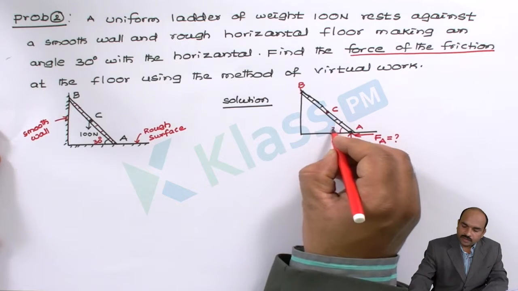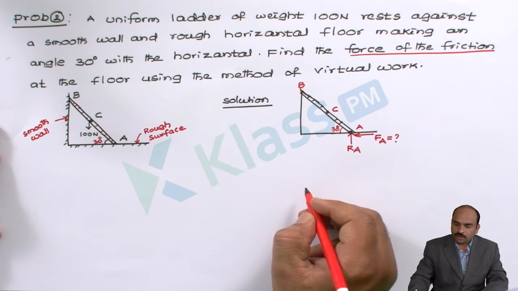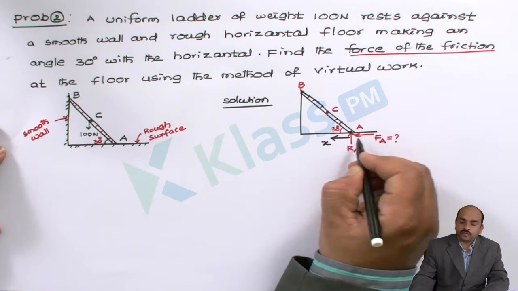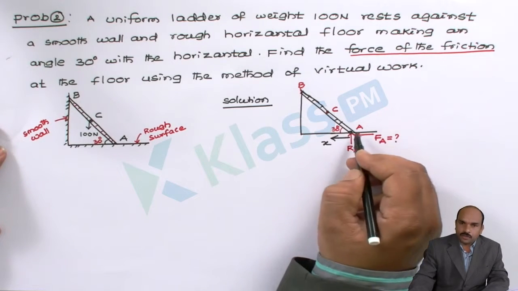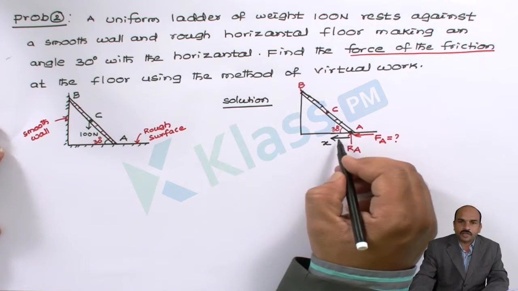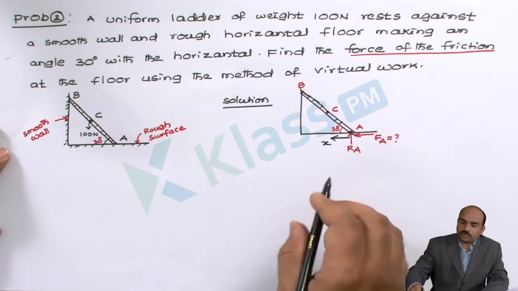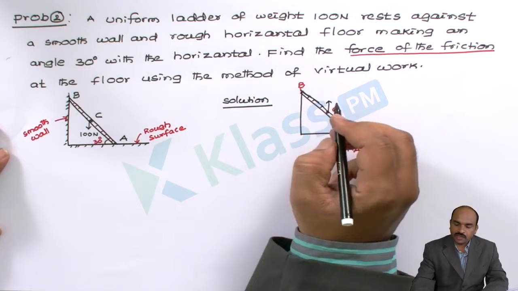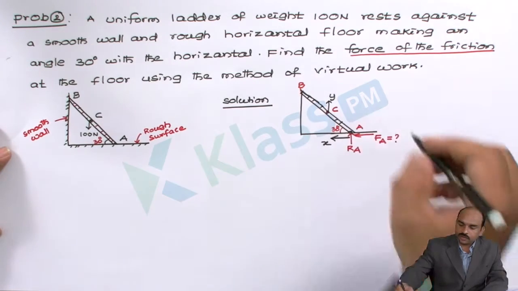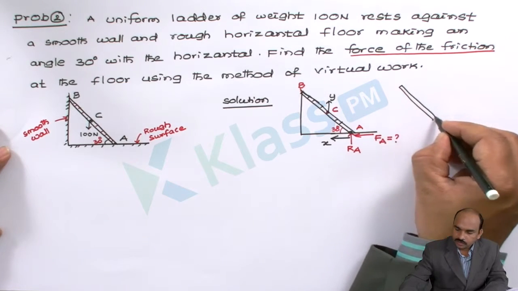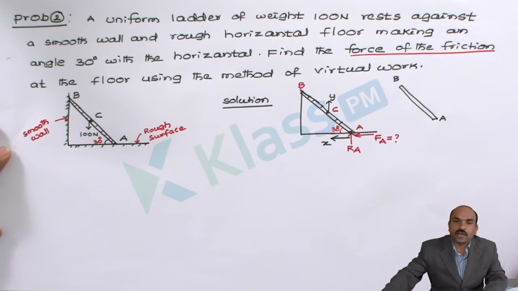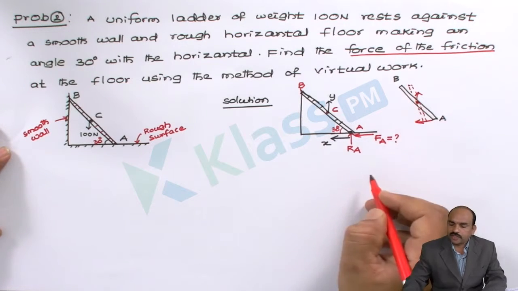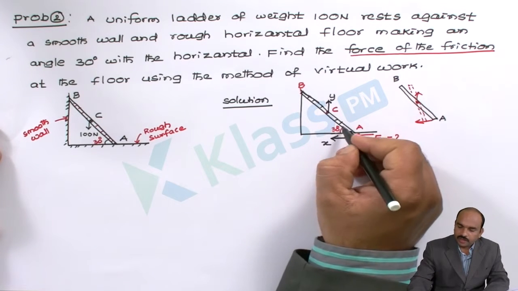Now the angle of the ladder is given as 30 degrees. Using the method of virtual work, we have to calculate the frictional force FA. I'll assume there is a displacement x along the frictional force FA. We know the ladder is moving to the right side, but I am assuming a ladder displacement in the leftward horizontal direction, because virtual means it is an imaginary quantity. When the ladder moves in this direction, at point C there will be a displacement in the upward direction. Let this displacement be y. If you want, you can also see it with the help of a small diagram. This is the initial position of the ladder, and there is an upward displacement when it moves towards the left side. This 30 degrees is the angle of the ladder with the horizontal.